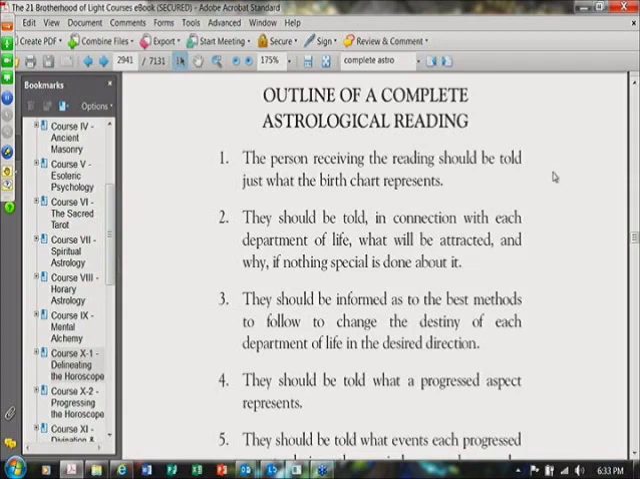Number 4 is they should be told what a progressed aspect represents. 5, they should be told what events each progressed aspect during the period covered may be expected to attract if nothing special is done about it. 6, in connection with each progressed aspect, the person should be told just what precautionary actions should be taken to cause the progressed energies to attract not what they otherwise would, but what the person desires.